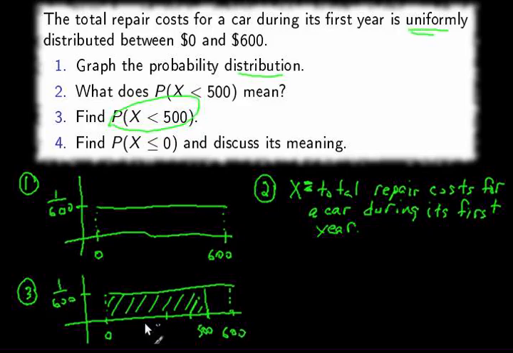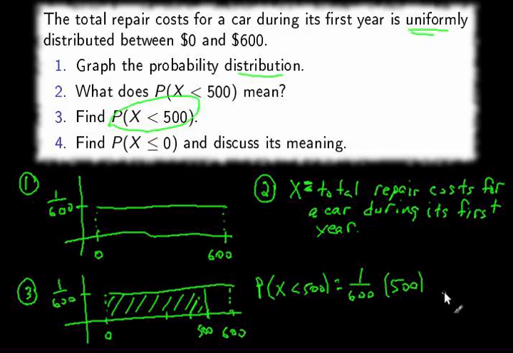So the probability is just this area, height times width. So the probability that x is less than 500 is width times height, or height times width. So 1 over 600 times 500, which is the width. So that reduces to 5/6. 500 over 600 is 5/6.